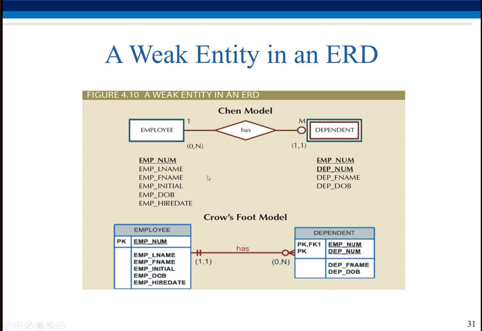So basically, a dependent cannot exist without an employee in here. An employee can have zero dependents in here. That's where the 0 to many is. Now the cardinality here is 1 to 1 and 0 to many. And then here's how it's done in crow's feet.